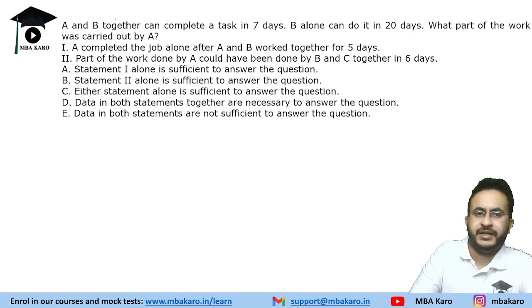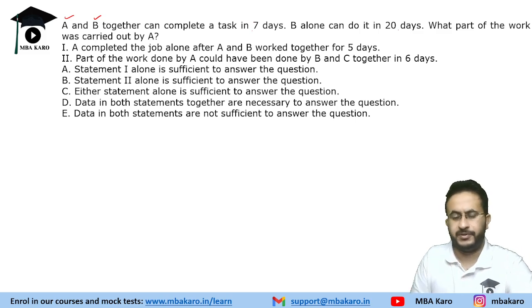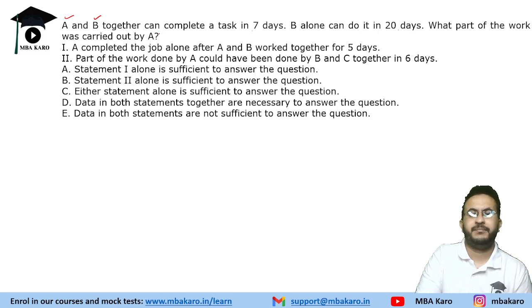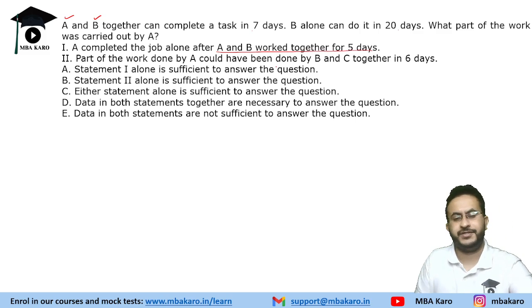Now see, we need to find how much work is done by A. What we are given: A and B together can complete in 7 days, B alone in 20 days. So efficiency of B is given, right? Together work दिया तो A की भी efficiency पता है, right? So we are already given the efficiency of both people. So the first statement says A completed the job alone after A and B worked together for 5 days. So we know the efficiency of A and B.